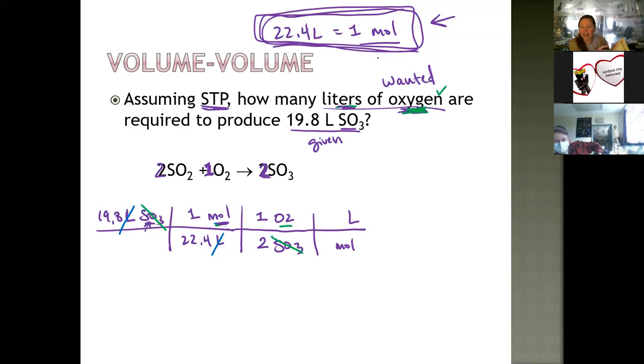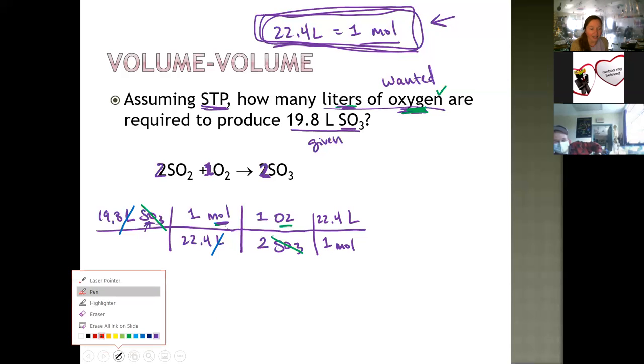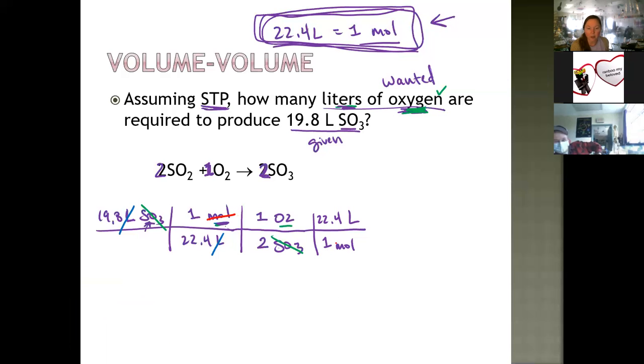Do I need to memorize that? No, it's on my list of constants and conversions. But I've been doing this long enough, I do have that memorized. 22.4 liters in 1 mole. So now top and bottom, what cancels out? I've got moles on top and moles on bottom cancel out. What unit labels are left? I have canceled out everything except oxygen and liters, which is exactly what I wanted.